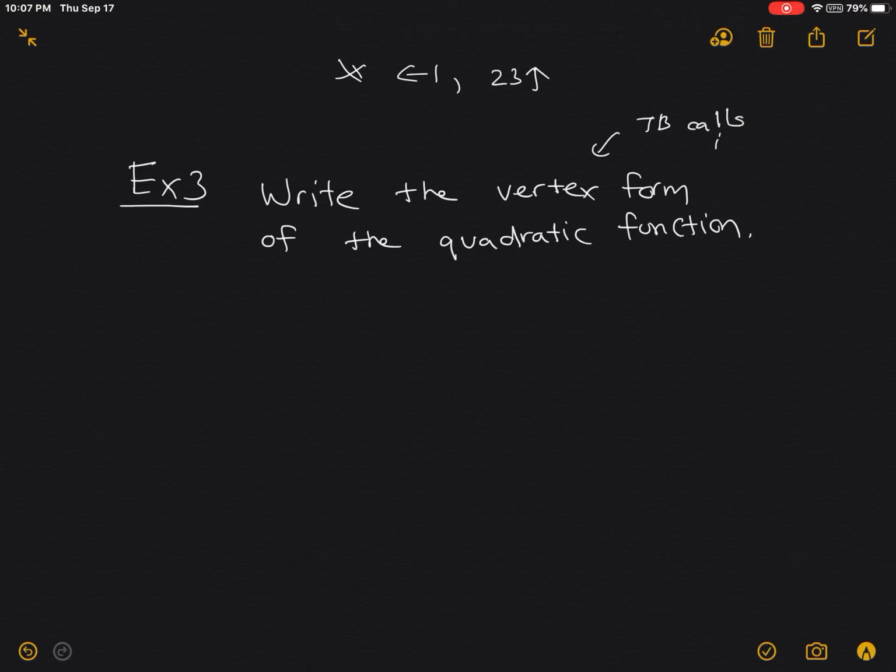Your textbook calls it standard form. Okay, so I know it's a little bit confusing, the two different names, but on a quiz or test, just refer to the vocabulary I give you in the notes. Okay, so that's why it's important to pay attention to what I write.